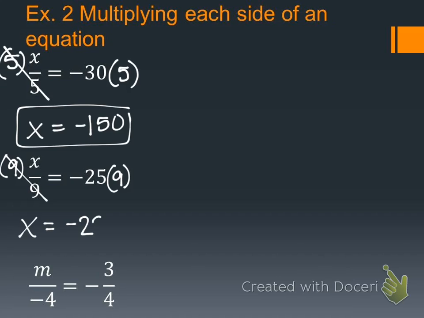Negative 225 is very good. That's perfect, okay? Remember, Chapter 3, we are allowed to use our calculator. It was only Chapter 2 that we were not allowed any calculators, okay?